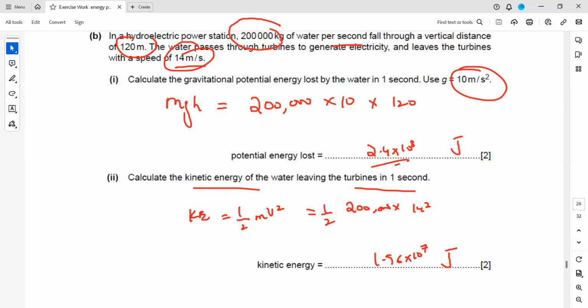So you can see the potential is higher than the kinetic. And what is the obvious reason? The obvious reason is that some of the energy is lost due to drag or air resistance. So the potential won't be equal to the kinetic, as there is always an energy loss.